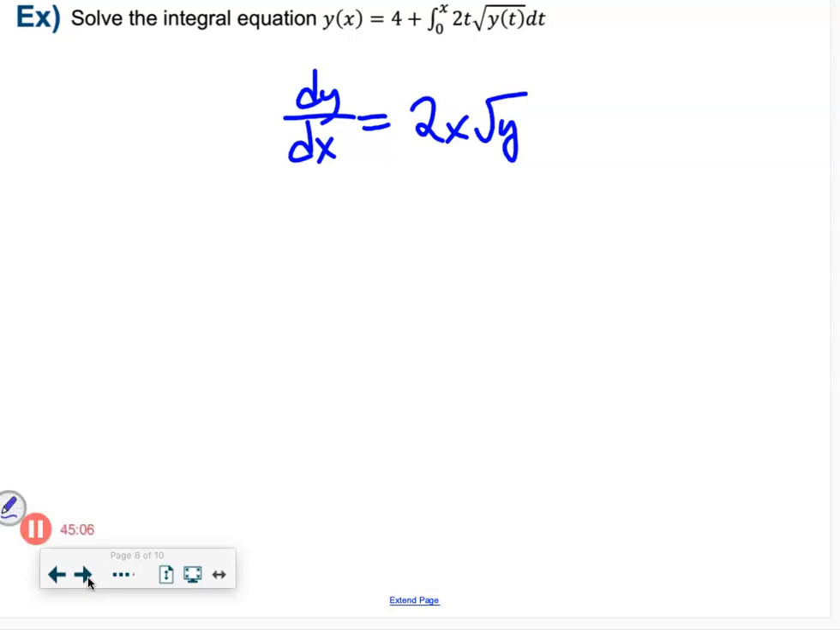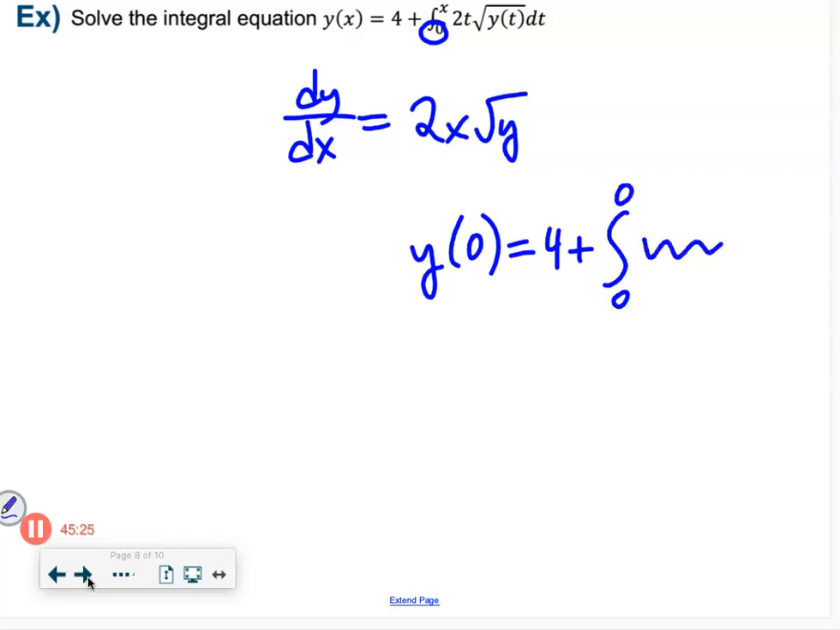Then you separate, you solve, and then to find a point to plug in, here's the part that's weird: you always pick whatever number is down here, because if you plug in a 0, you get the integral from 0 to 0 of whatever your stuff is. And what's the integral from 0 to 0? 0. So you end up with your point of 0, 4, and then you use that to plug in and solve for C.